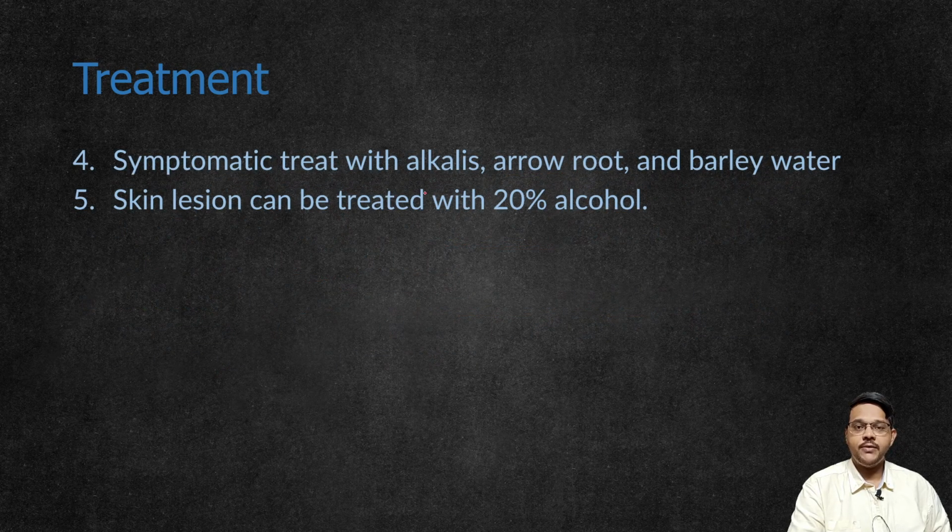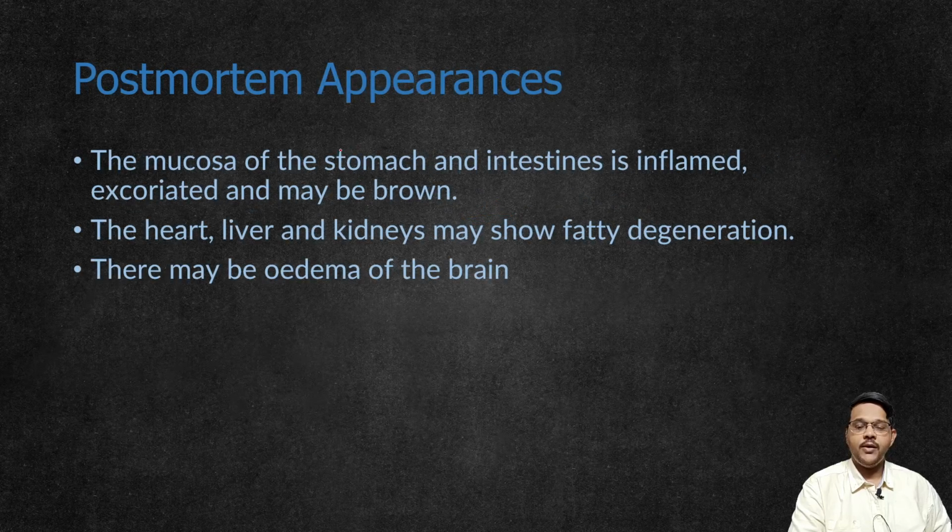Symptomatic treatment is given, like alkalis, arrowroot or barley water. Skin lesions can also be treated with about 20% alcohol to remove any irritant effect of iodine. If the person dies, the post-mortem appearance shows the mucosa of the stomach and intestines inflamed, excoriated, and possibly brown. The heart, liver, and kidneys may show fatty degeneration. Edema of the brain may also be seen.